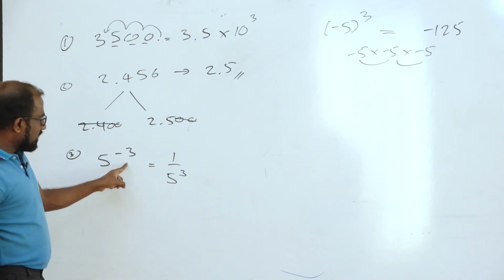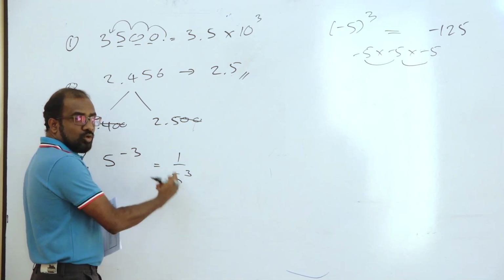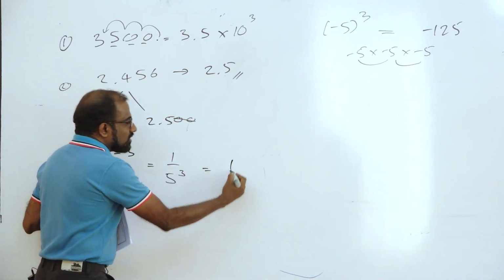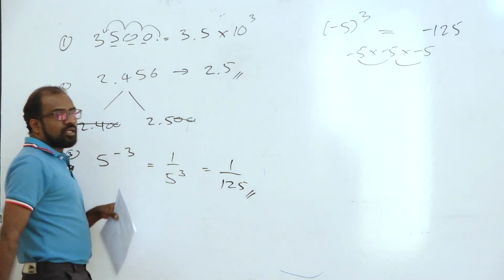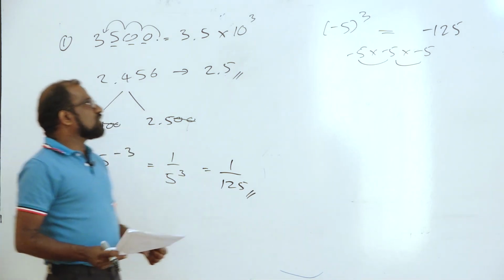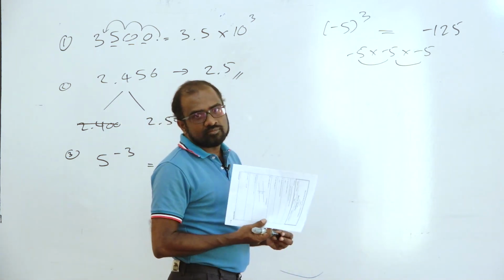5 to the power minus 3, what? You can convert it into the reciprocal, 1 over 5 to the power 3. Now, what is the answer? 1 over 5 to the power 3 is 1 over 125. This is the expected answer. I think more than 90% of children had written minus 125.